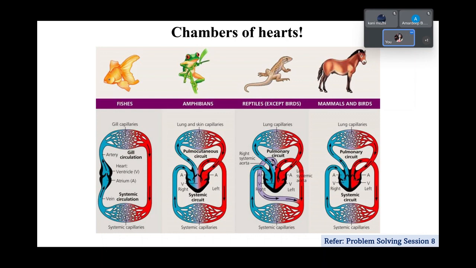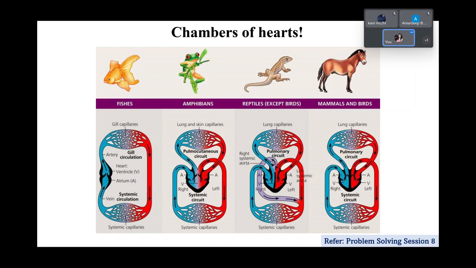Now, the next part which is to be remembered is artery and vein. We have already discussed this. Artery is dealing with the oxygenated blood. So it takes the oxygenated blood from the heart to different parts of the body, except for the pulmonary artery, which carries deoxygenated blood to the lungs for purification.